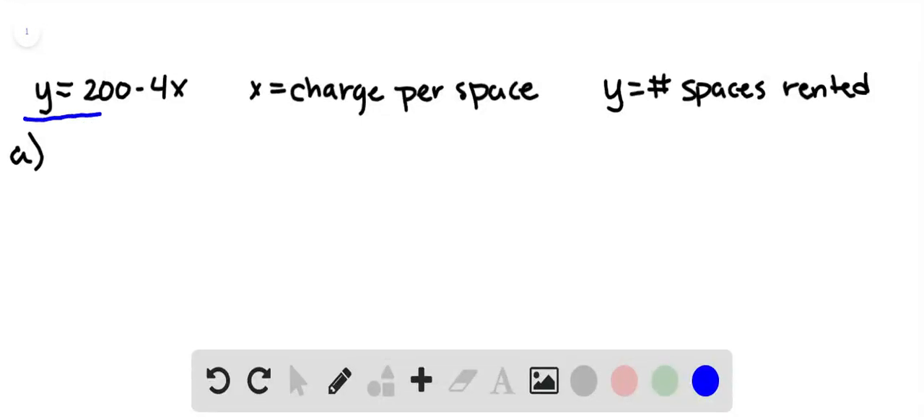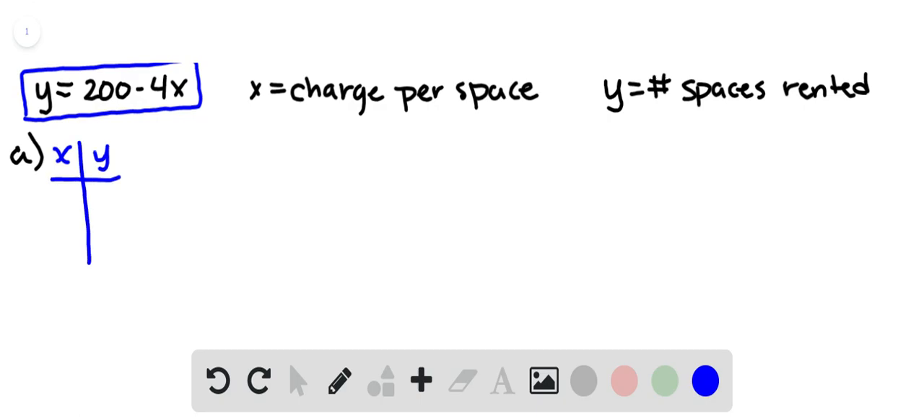Here we have the equation which relates the charge per space rented with the number of spaces rented, and we want to start by sketching the graph. So I'm going to find a couple key points on the graph and plot those and connect them to make a line. If x is 0, that would mean they don't charge anything per space. Y will be 200. They would rent 200 spaces.